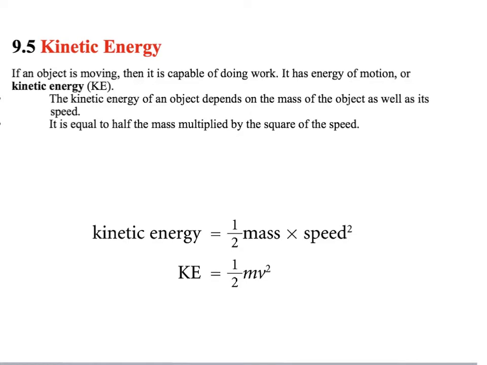Now, in the case of kinetic energy, that is the energy of something that is in motion. Kinetic energy is also known as energy of motion, and is expressed mathematically as 1/2 the object's mass multiplied by its velocity squared. And the beauty of this is this formula does not come from thin air.